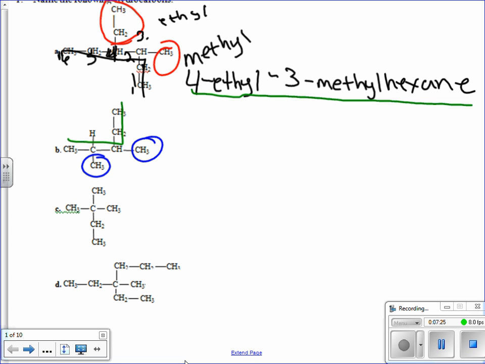The one on the bottom, it only contains 1 carbon, so the prefix for 1 is meth, and it's a branch, so it ends in YL. Same thing with our other branch. It only has 1 carbon, so it's also called methyl. So instead of writing this twice, we can just call it dimethyl. We have to tell where these methyl branches are located. We want the lowest numbers possible.